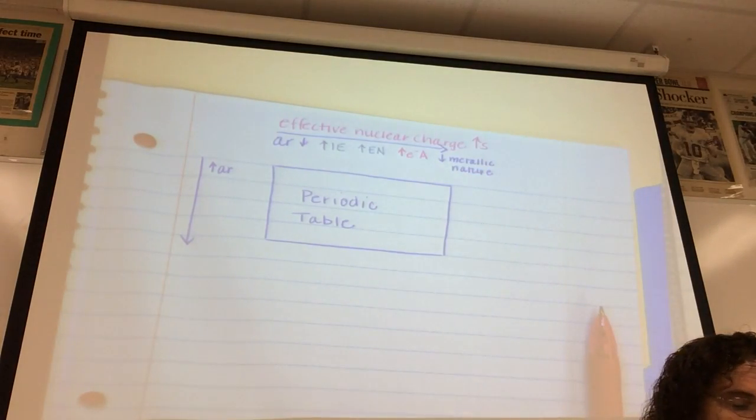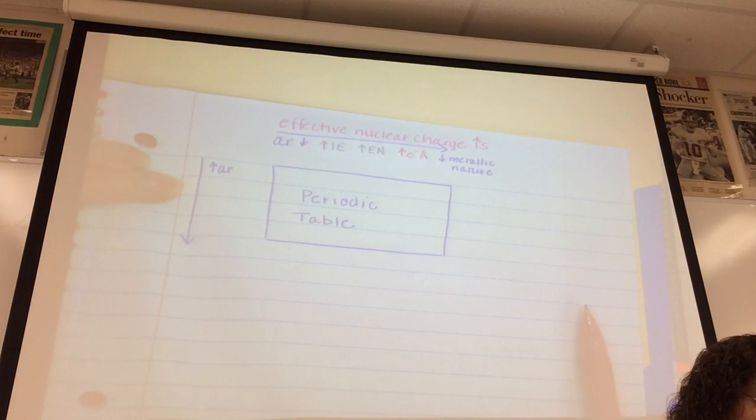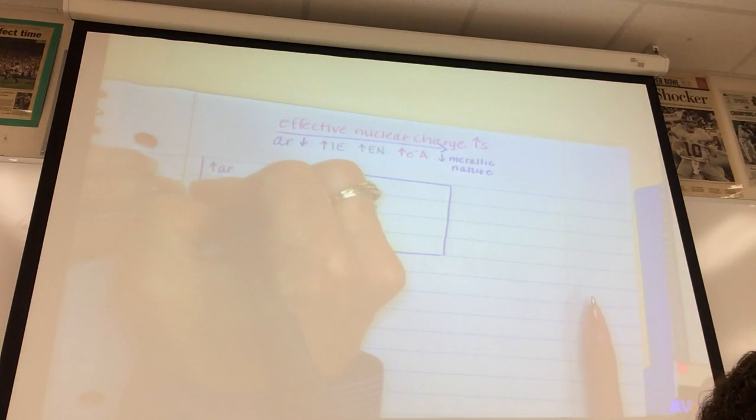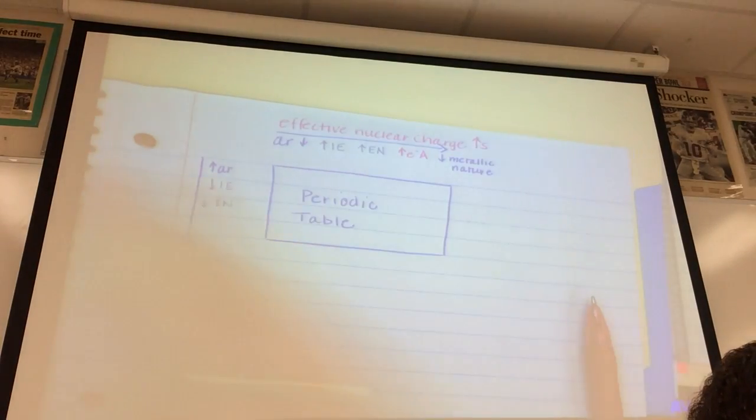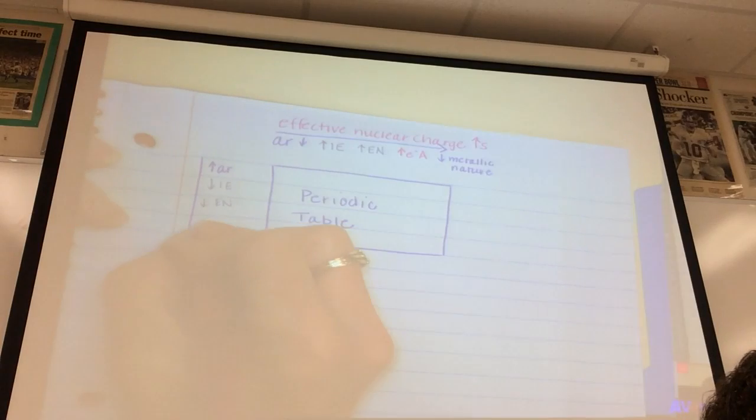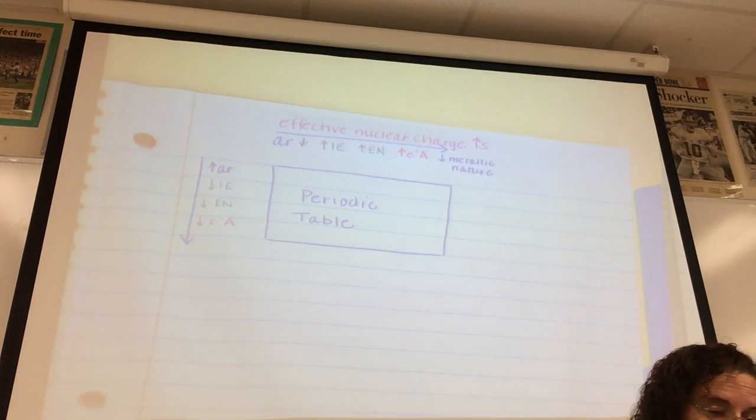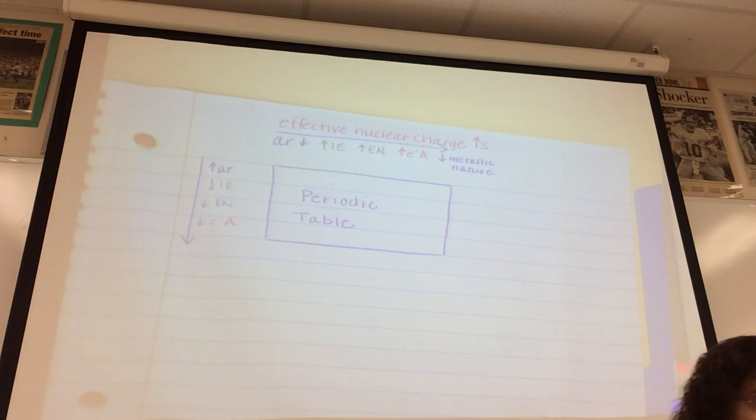The trends work oppositely going down. The radius gets larger. The ionization energy decreases. The electronegativity decreases. The electron affinity decreases. And we'll briefly mention why and then go into much more detail.